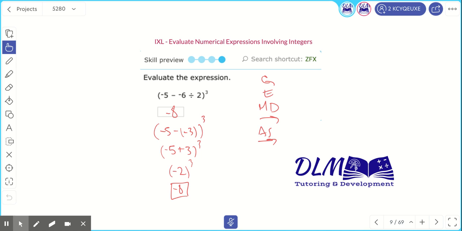And that is how we use order of operations to help us to solve or to evaluate numerical expressions. Good luck and give it a try yourself.